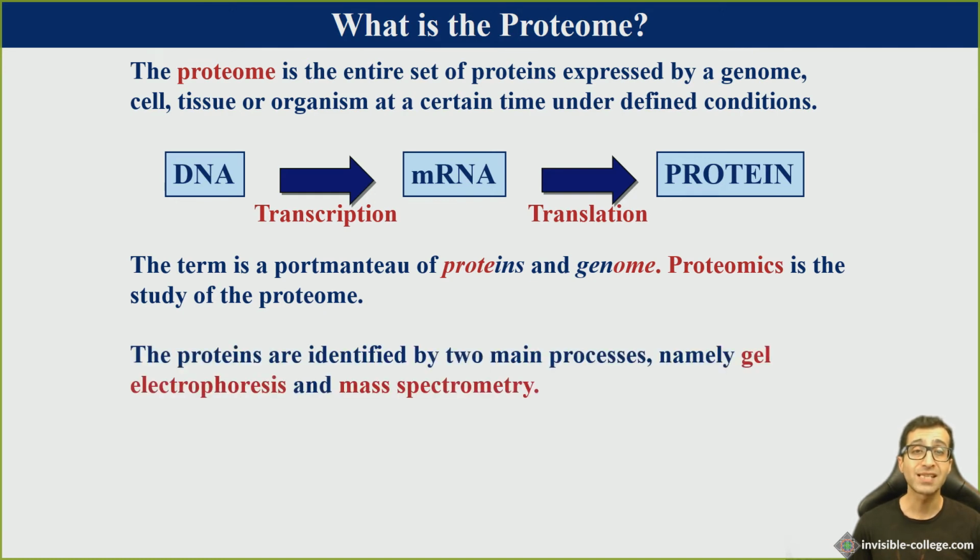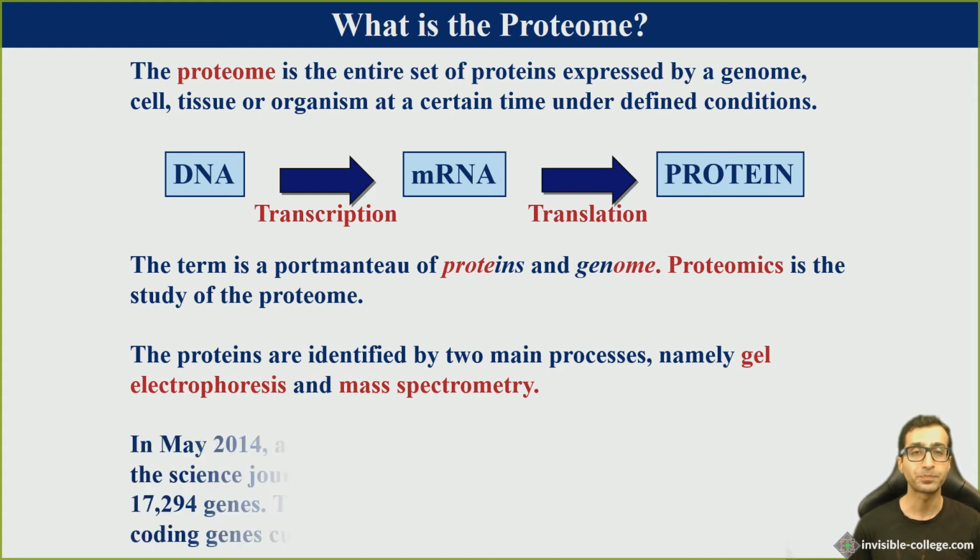So the proteins are identified by two main processes. The first of these processes that we're going to be making reference to in this presentation is gel electrophoresis, but there's also the process of mass spectrometry. Now we're not going to get into mass spectrometry because frankly that's way more chemistry than it is physics, but many of you will recall the process of mass spectrometry from your GCSE chemistry.